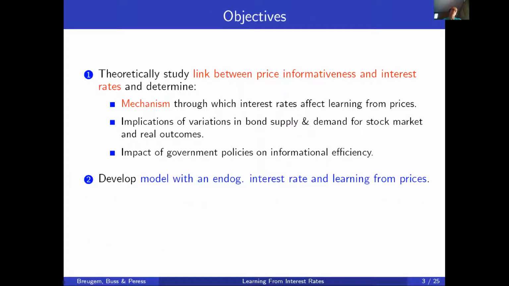So specifically, we're going to try to link price informativeness with interest rates. First, we determine the mechanism through which interest rates affect the ability of agents to learn from prices. And then we'll draw implications for the stock market and real outcomes. And ultimately, we'll also say a word about government policies, in particular unconventional monetary policy, as QE has come to be known. What impact does it have on informational efficiency?